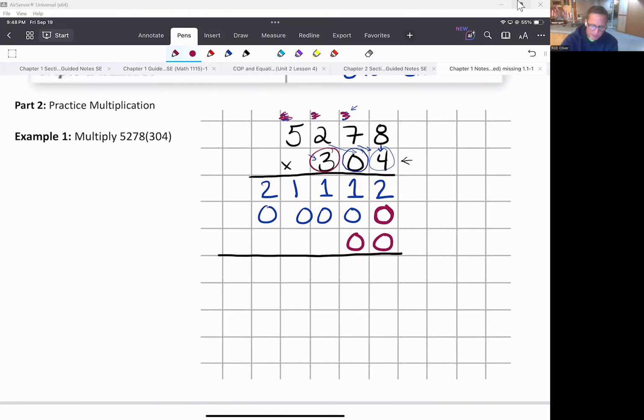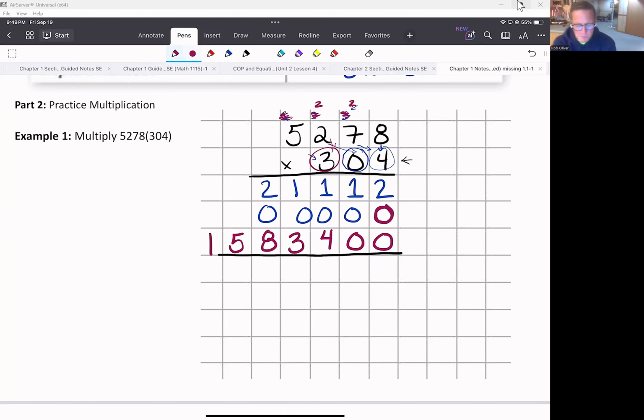So 8 times 3 is 24. So I'm going to put the 2 above the 7. All right, 7 times 3 is 21. 21 plus 2 is 23. So put the 3 there, carry the 2. All right, 2 times 3 is 6. 6 plus 2 is 8. Okay, and nothing carried on that one. And then 5 times 3 is 15. All right, just had enough room. I should have probably written that further over to the right.